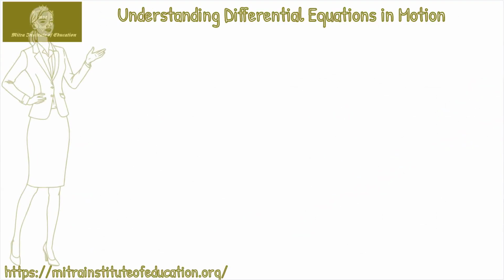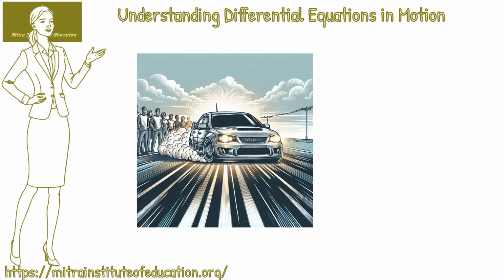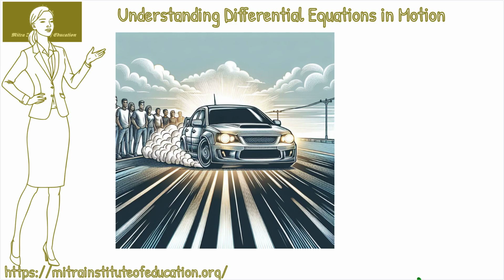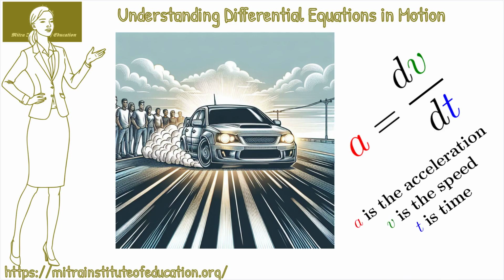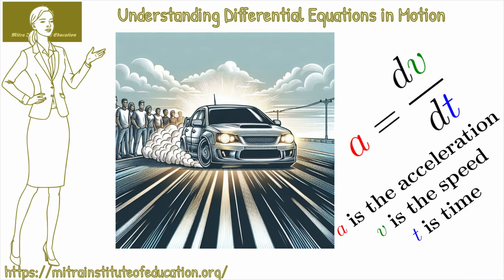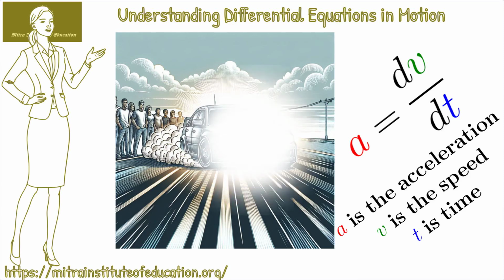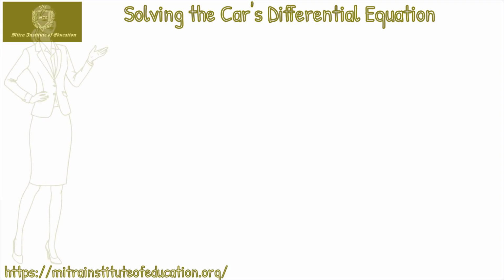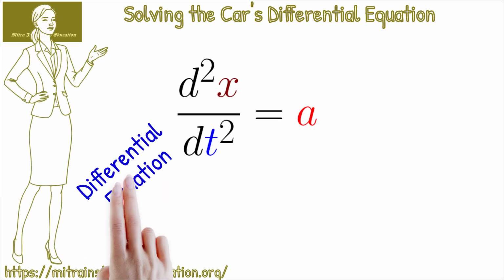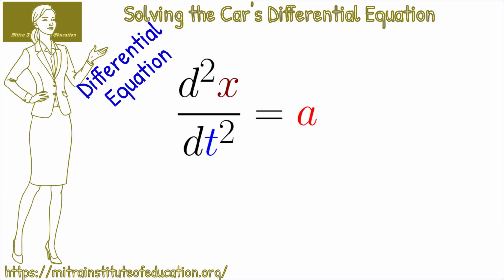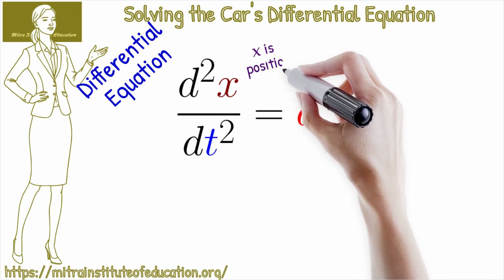A differential equation can describe how a car's position, speed, and acceleration are related. For example, if we know how a car's acceleration changes with its speed, we can use a differential equation to represent this relationship. By solving this differential equation, we can predict the car's position and speed at any point in time, helping us understand how the car moves over time.